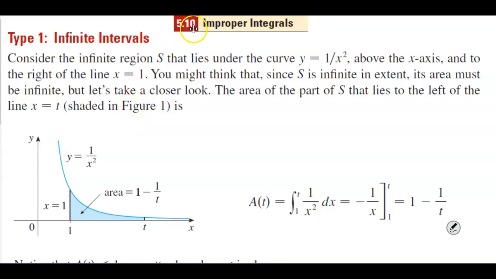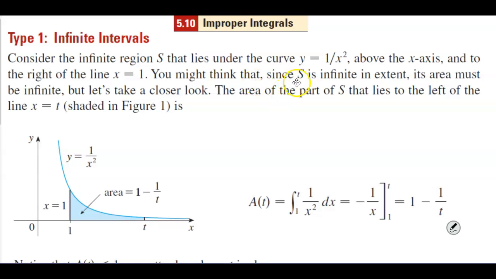In section 5.10, we're going to be talking about improper integrals. The first type is type 1, which is infinite intervals. If we take a look at this figure here, we have an area under here. We're going to consider the infinite region S that lies under the curve y equals 1 over x squared, which is above the x-axis and to the right of the vertical line x equals 1.